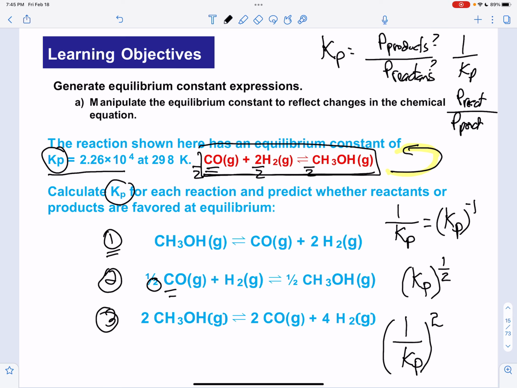So let's review this. Given a value of Kp and our parent reaction, if you flip the reaction, you take the reciprocal of the value of Kp. If you multiply the reaction by 2 or by 1/2, which is the same as dividing by 2, then you elevate the Kp to that factor. So the power becomes the factor that you're multiplying by: 1/2 on number 2 and 2 on number 3.